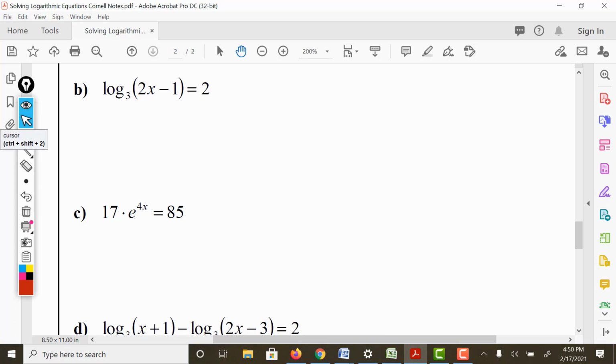This is already set for us as a single logarithm. So I'm going to go ahead and do ELB. So the exponent is the logarithm of the base.